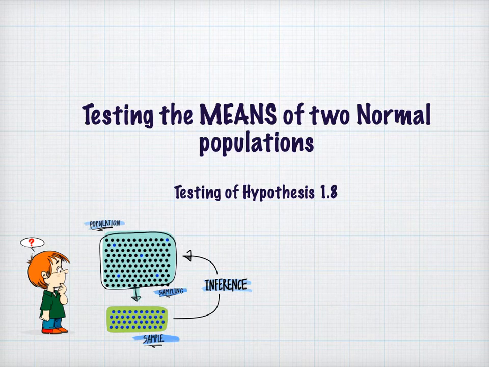Hi everyone. In this video we're going to discuss the testing of means of two normal populations. In the previous videos, we have discussed the testing of the mean of a population, whether the mean is a particular value for that population, and we have done a problem based on that theory. Now we are going to consider the means of two normal populations and test whether they are equal or not. So our H naught will be mu1 is equal to mu2.